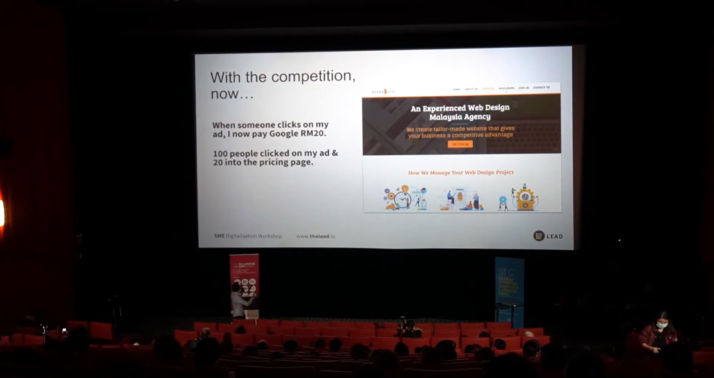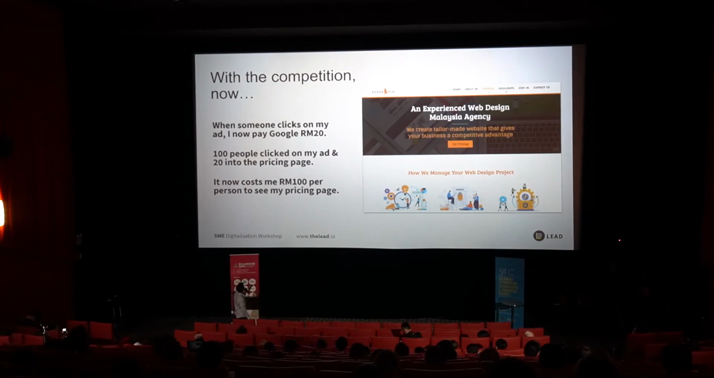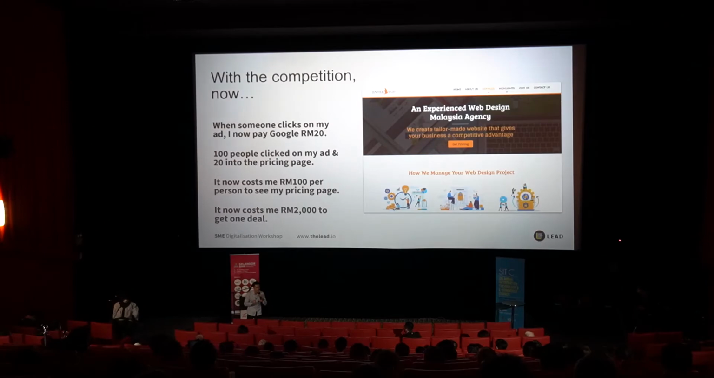So, 100 people click into my page and ad and 20 into the pricing page. Now, how much does it cost me for one person to go into my pricing page? 100, just double it, right? So it costs me around 100 ringgit for one person to see my pricing page, and now it costs me 2,000 to get one deal. And the race goes on and on. It gets higher and higher because of the bidding process.